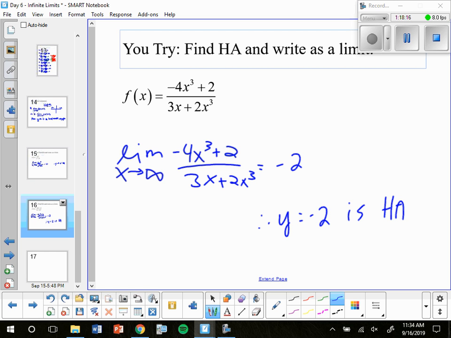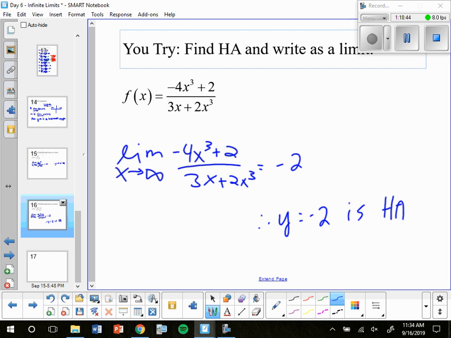What would happen if that became a -4x to the 4th on top? It would go to -infinity. Good. So that means as x goes to infinity, I'm going down to -infinity. What's my horizontal asymptote? I don't have one. I'm just getting smaller and smaller and smaller. I'm not leveling out to any specific y value.